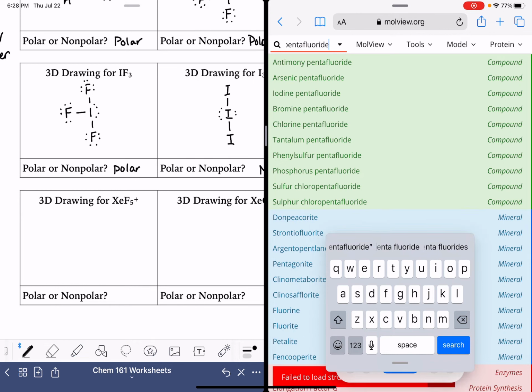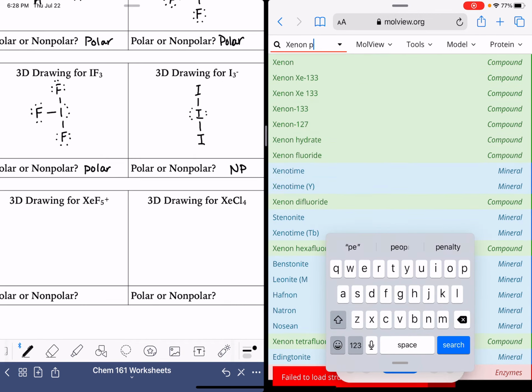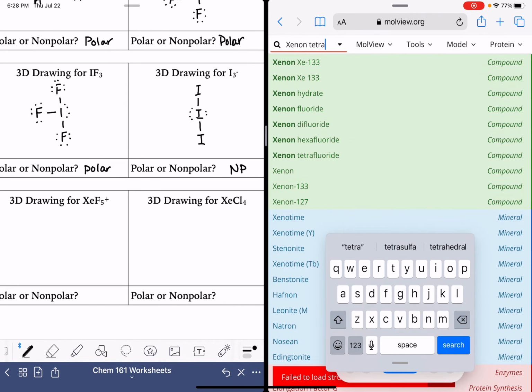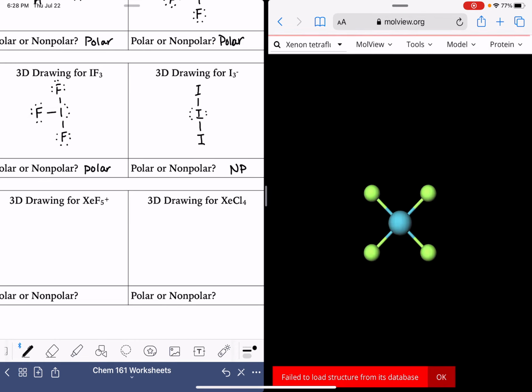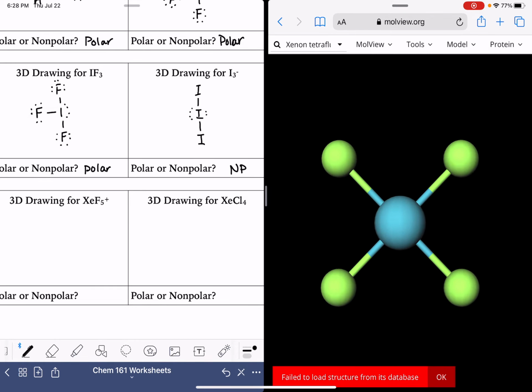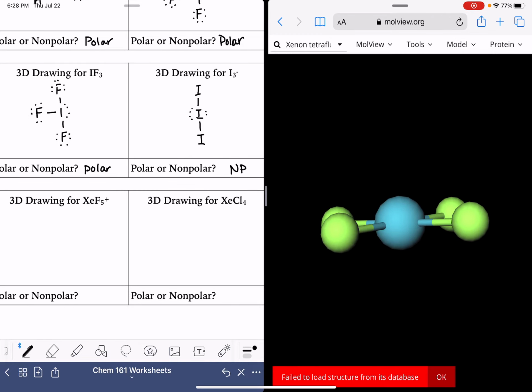Before making this video, I looked all of them up except for the last 2, because I had such good luck with all the rest of them. Let's skip it for now and see if we can find xenon tetrachloride. Close enough, so we'll go with XeCl4. We'll call this XeCl4, even though it's fluorines instead of chlorines. They bond the same way.